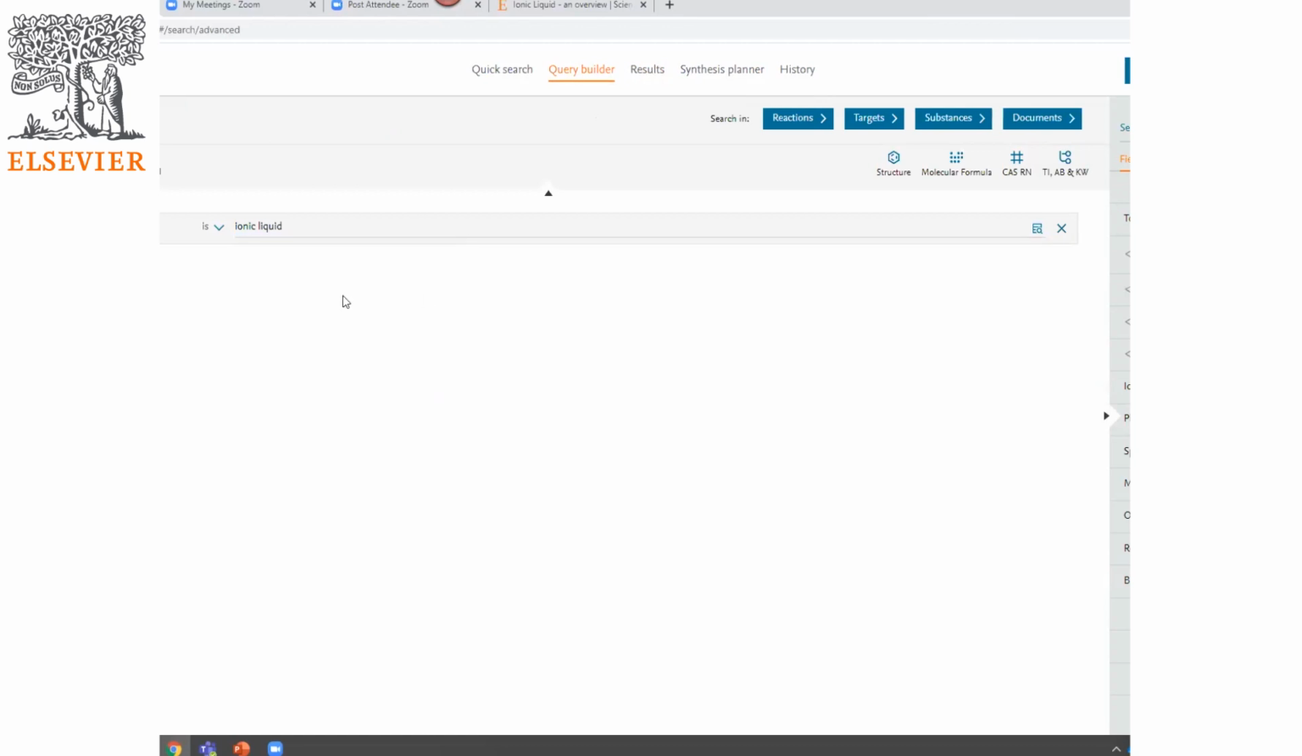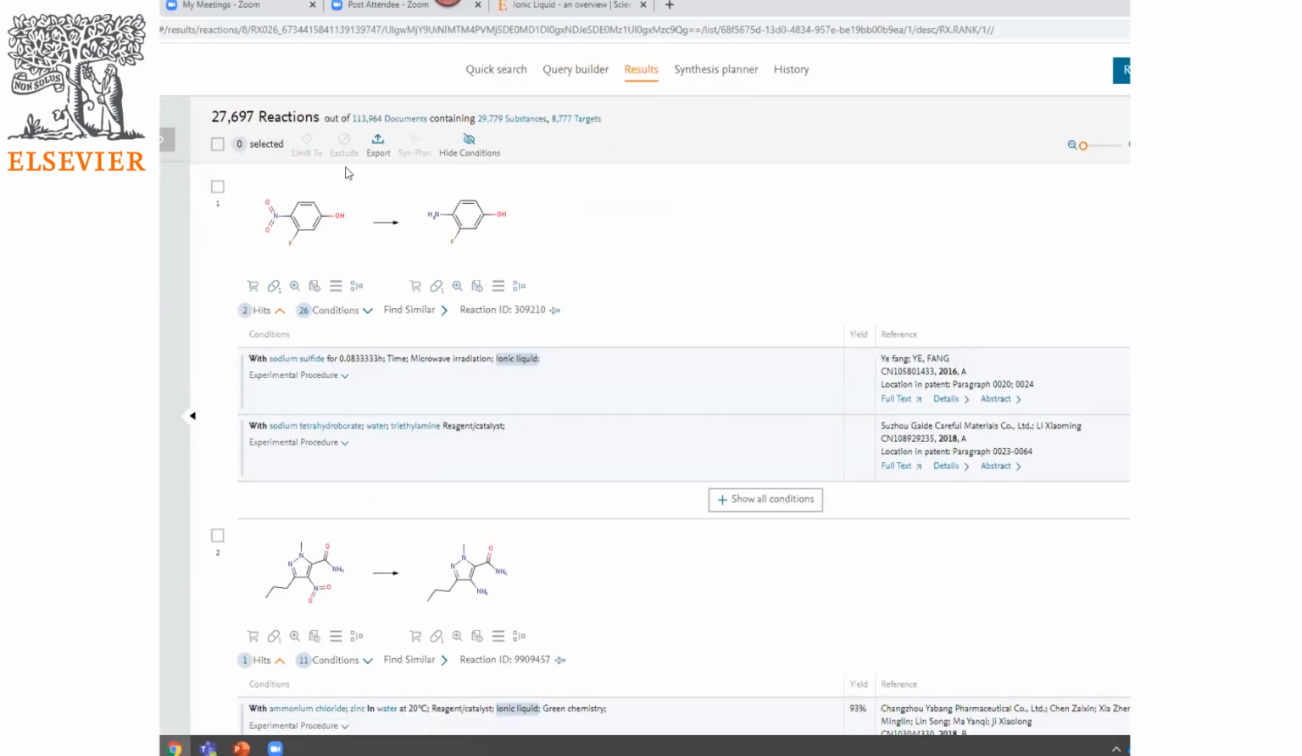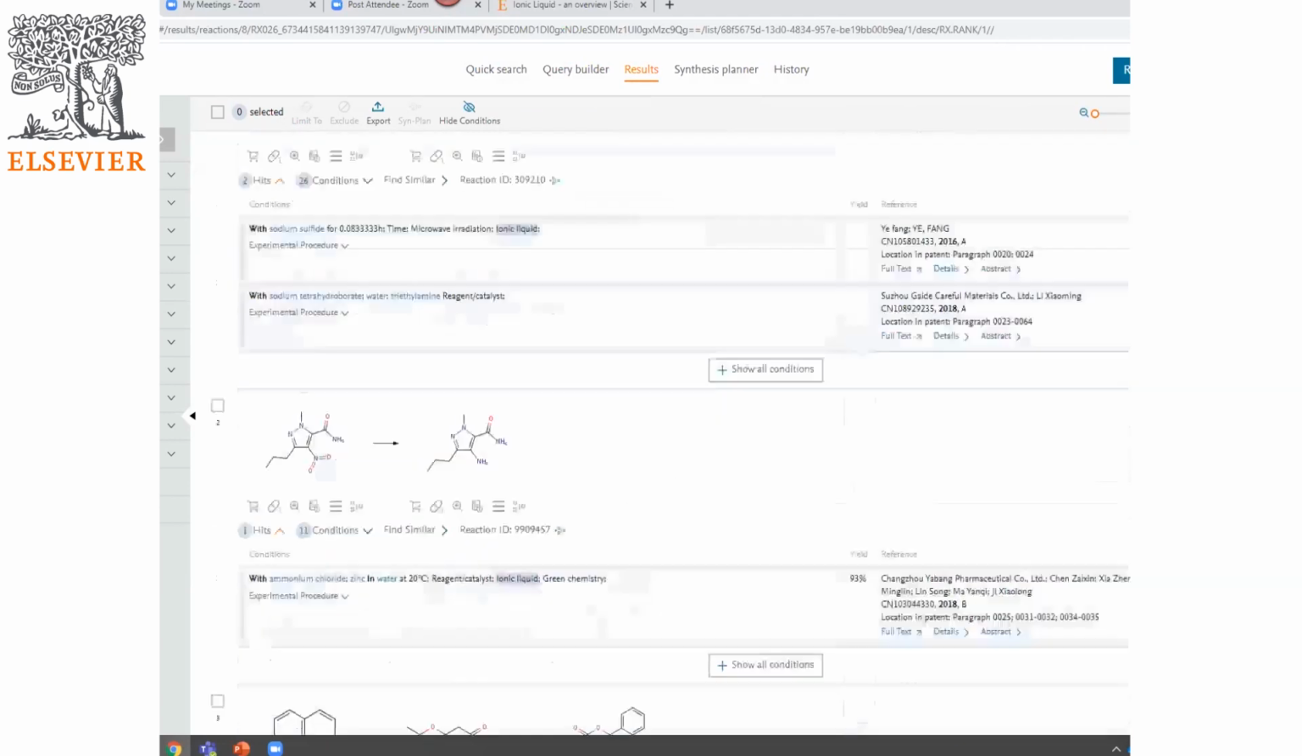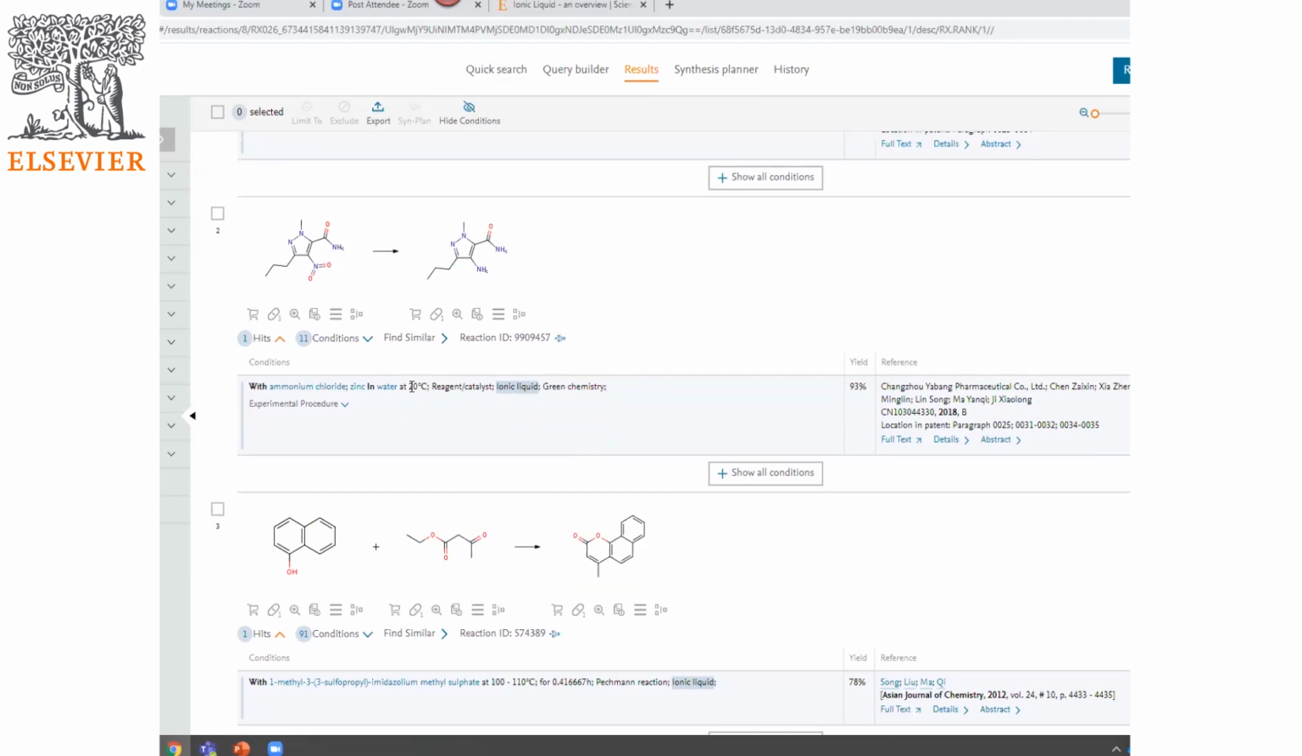Additionally, you can type, for example, process scale, or for industrial scale reaction. You can use HPLC to find some additional chromatography data in the reaction explanation. But right now we found 27,000 reactions which are carried out in ionic liquids. And you can see that a lot of them are really very green because they can be carried out at room temperature and without a lot of waste.